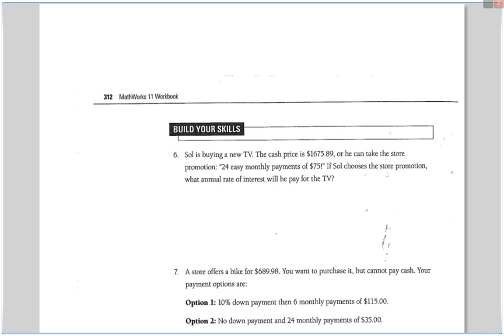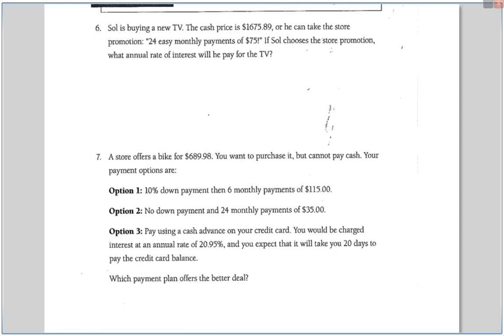All right, let's take a look at number 6. This guy's buying a new TV. Cash price is $1675.89, or you can take the store promotion, 24 easy monthly payments of $75. So if Saul chooses the store promotion, what annual rate of interest will he pay for the $25?